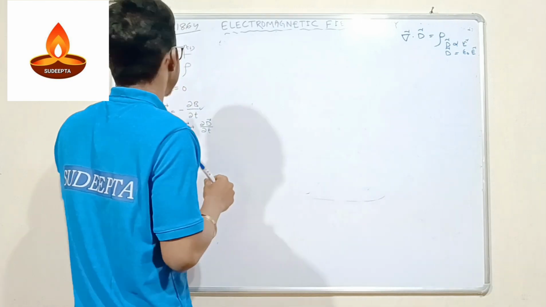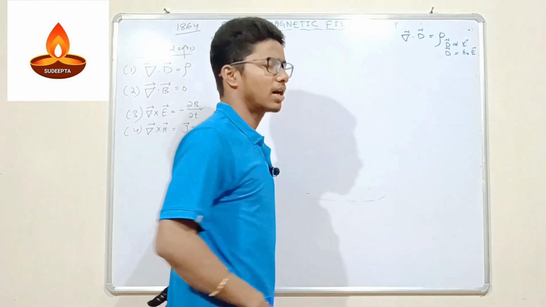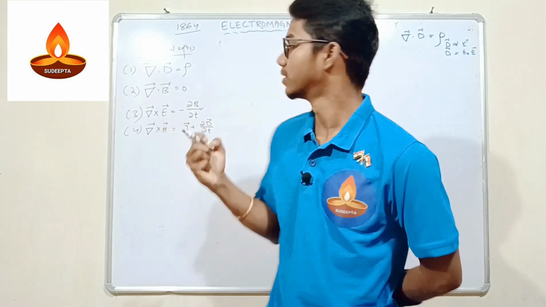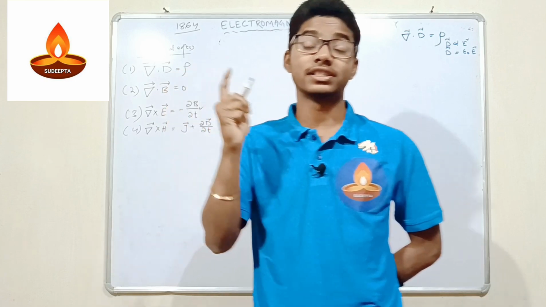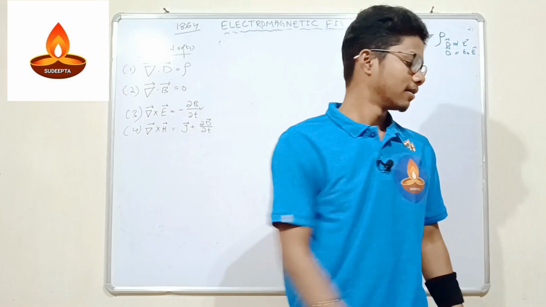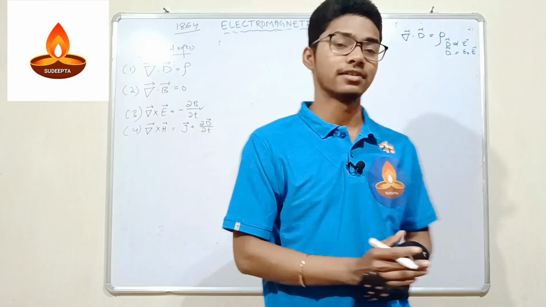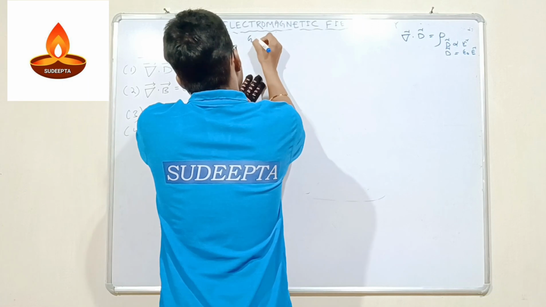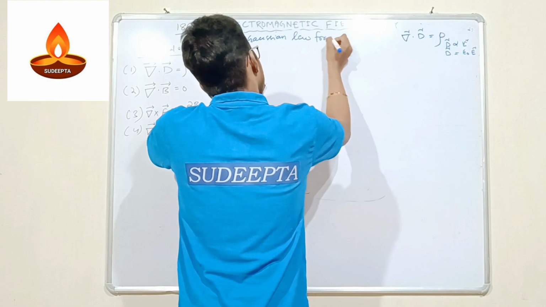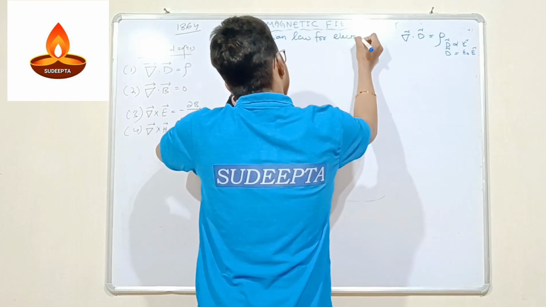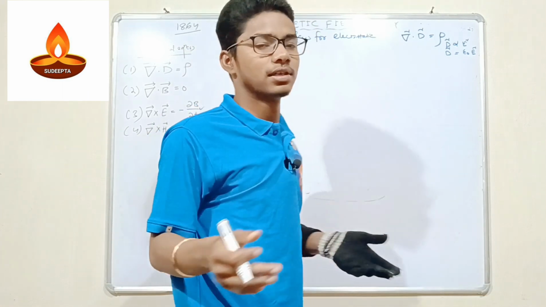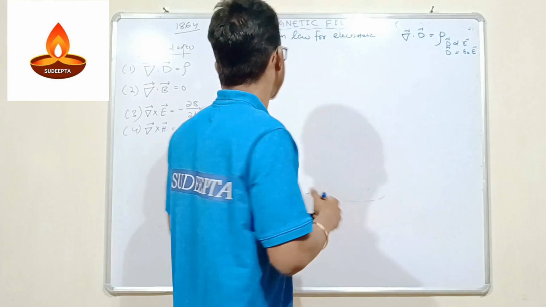So to derive this first equation, there are four laws, four equations for four laws. The first equation is based upon the Gaussian law for electrostatics, and the second is for magnetostatics. So what does the law state? You know it from 11th-12th standard.